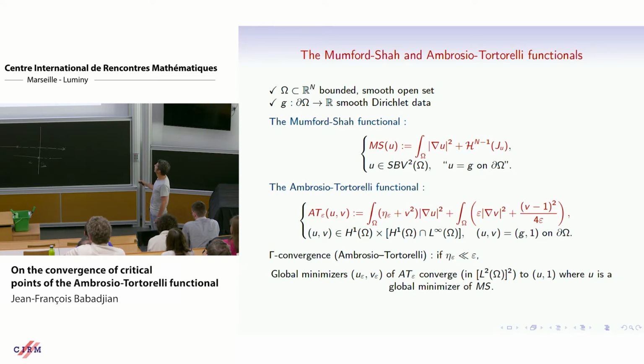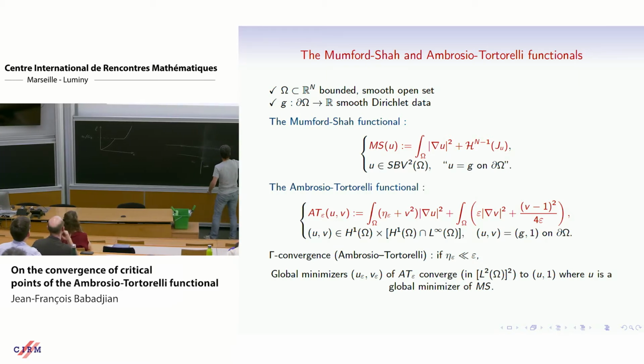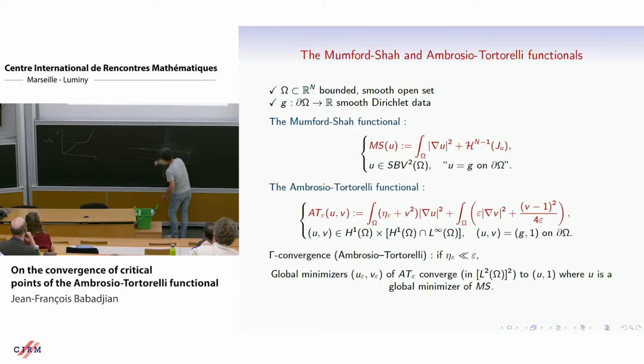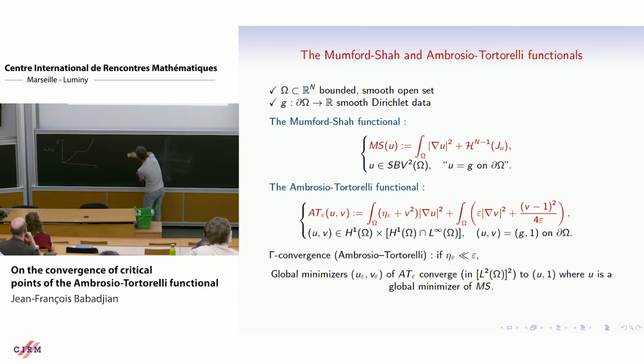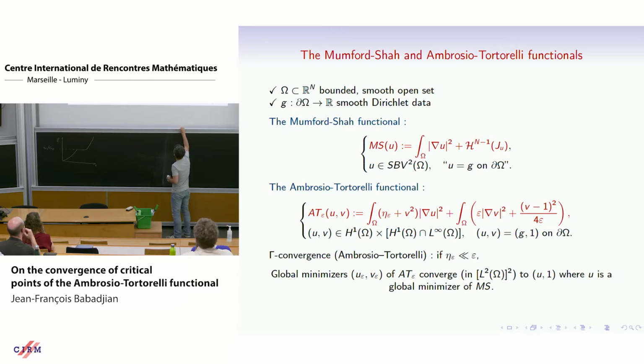And there is a well-known phase field approximation, the Ambrosio-Tortorelli functional, which is defined here, and that I'm going to write on the blackboard to have it written for the whole talk. So the idea of the Ambrosio-Tortorelli functional is to replace the crack by a phase field variable that I call V.